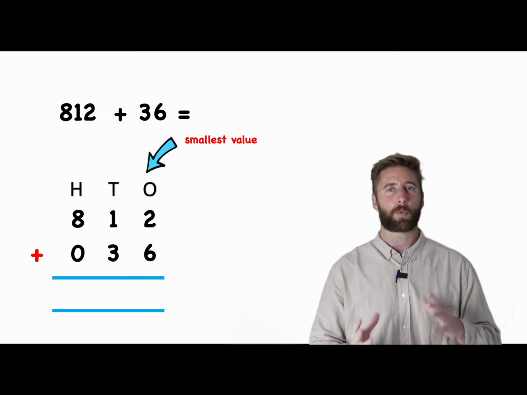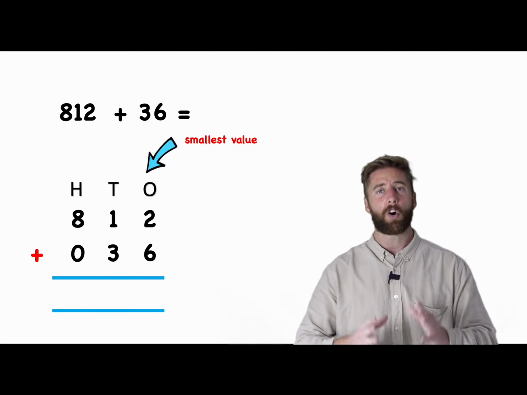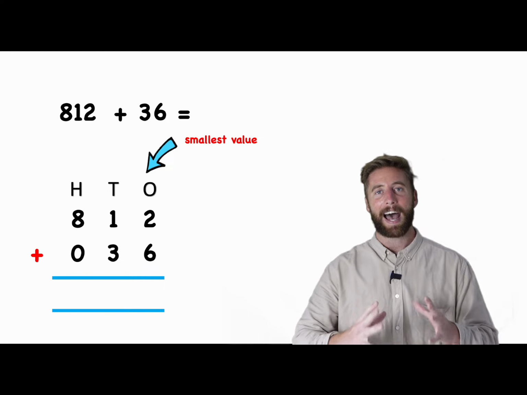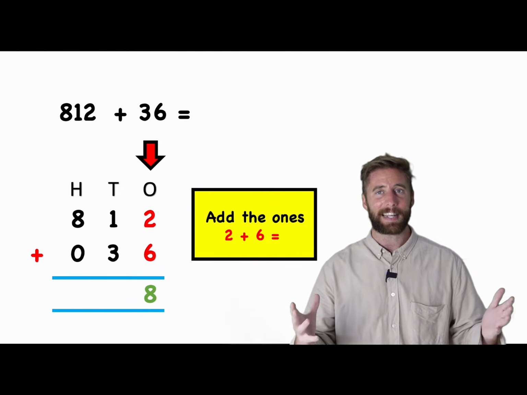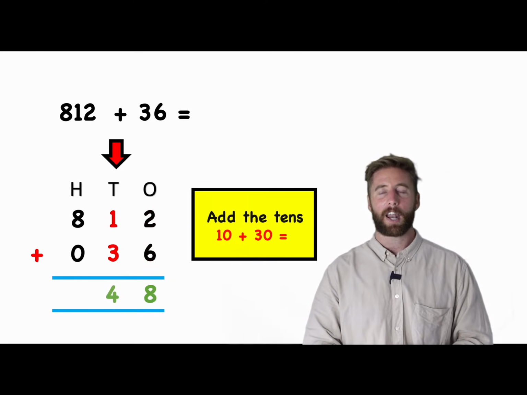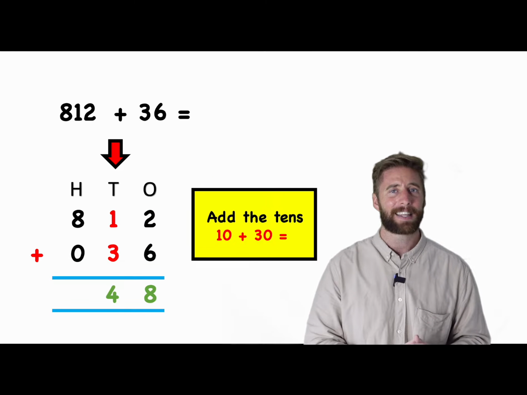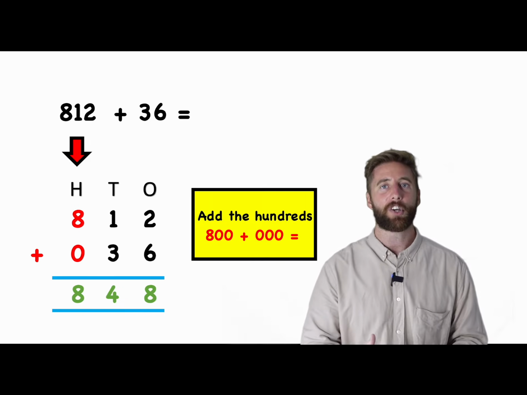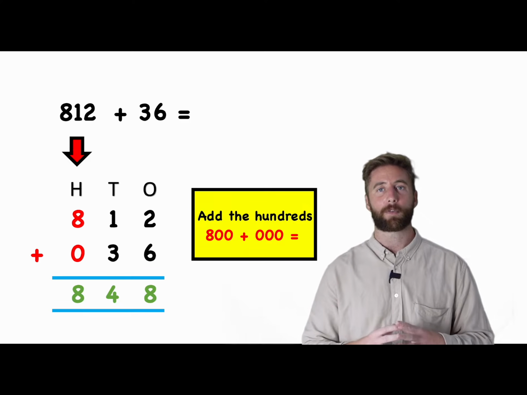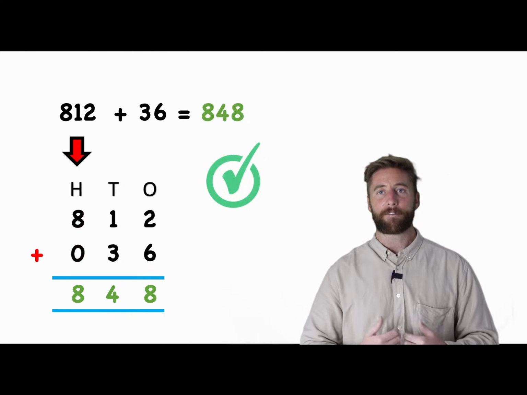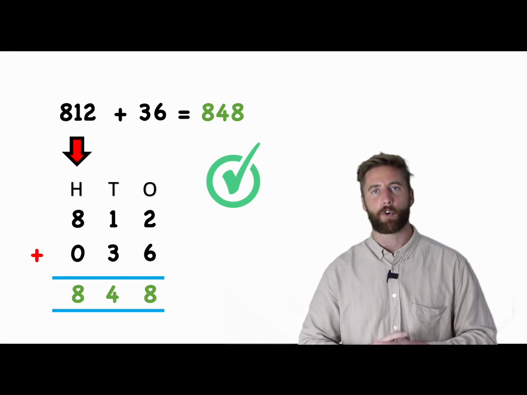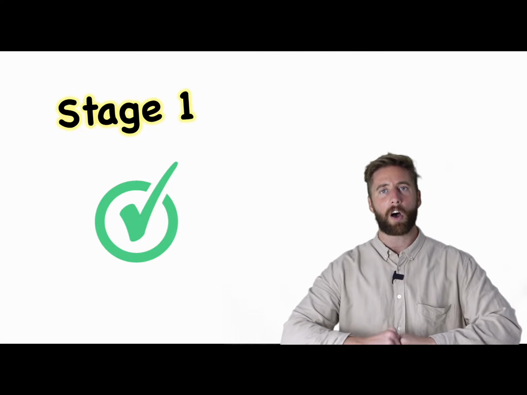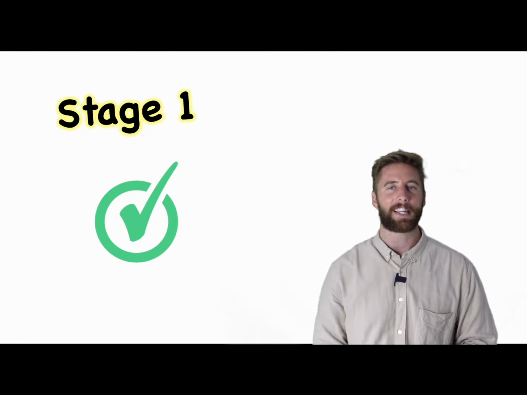And this is very similar now to the question we just had. Let's start in our ones column or our smallest value, because remember, we always start in our smallest value. And I've got 2 added to 6. Well, 2 add 6 is 8. Then I move across to my tens column and I can see I have 1 ten add 3 tens equals 4 tens. And then now in my hundreds column, I can see I've got 8 hundreds add no hundreds, so that leaves me with 800. So therefore, my final answer is 848. And there you go. Amazing. If you've just understood that, that means you are a stage 1 certified addition solver.